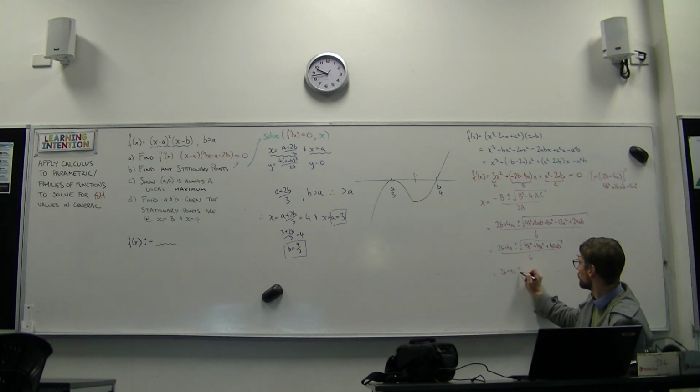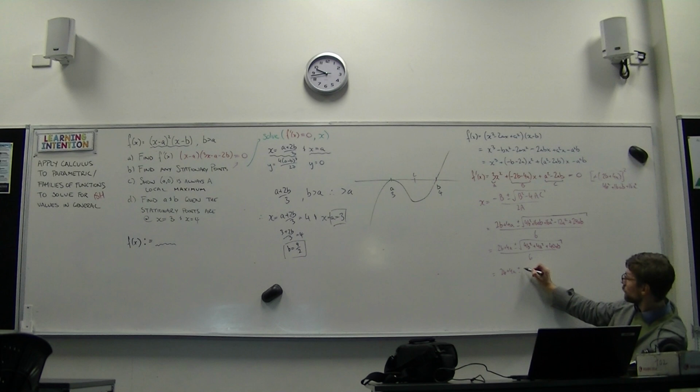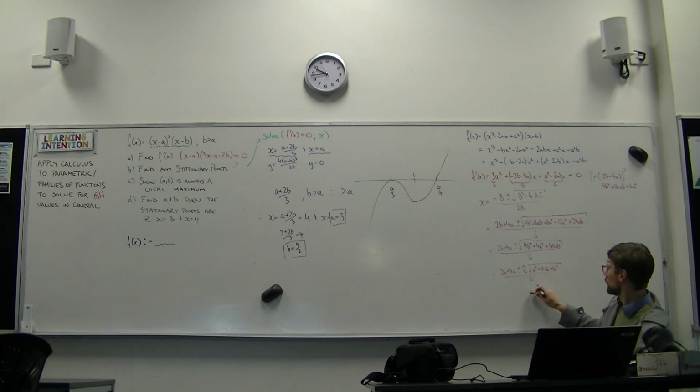2b plus 4a. Okay. What do you want to do from there? Take out a factor of 4. Take out a factor of 4, yeah? Cool, so I'm going to have a 2 out front here. Oh, good work. A squared plus b squared plus 10ab all over 6.